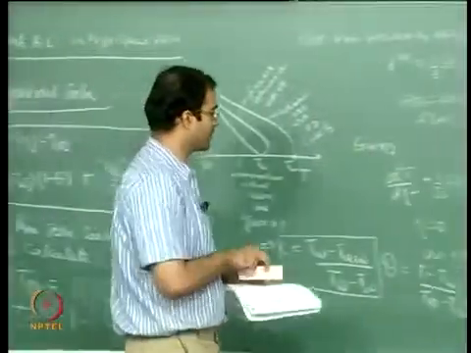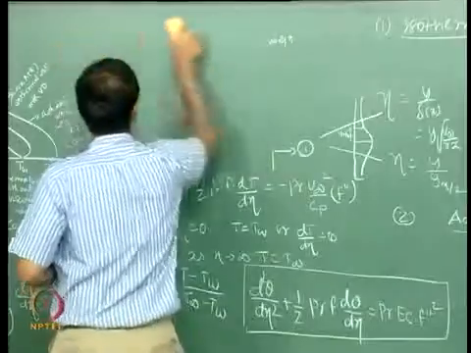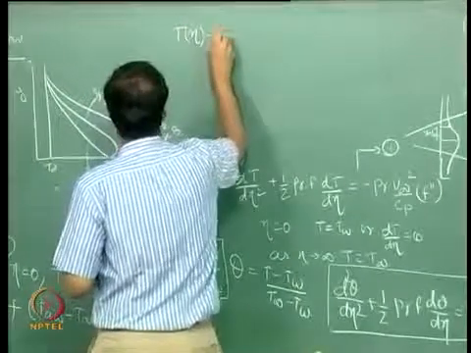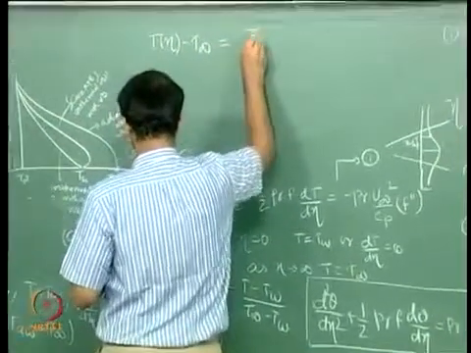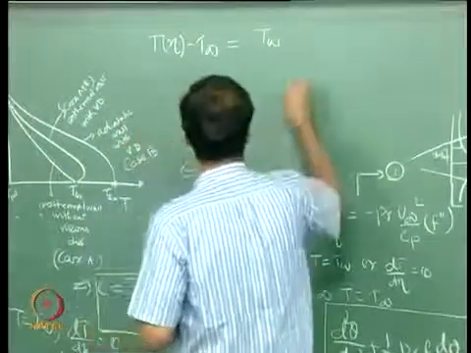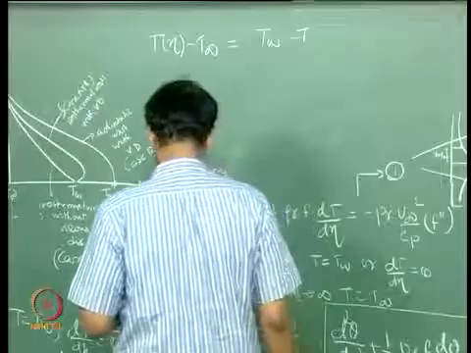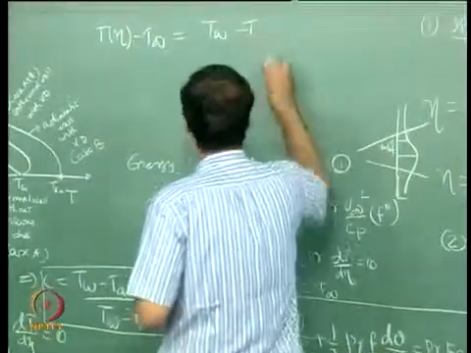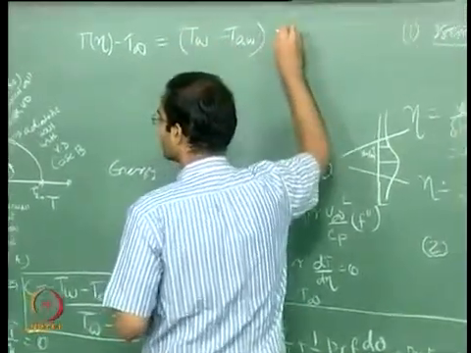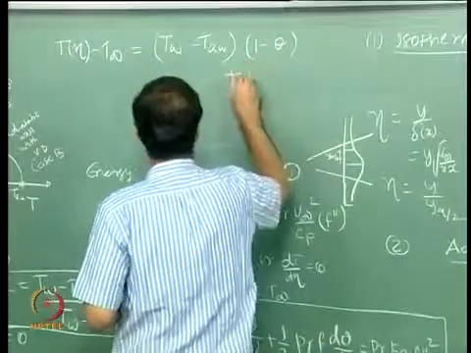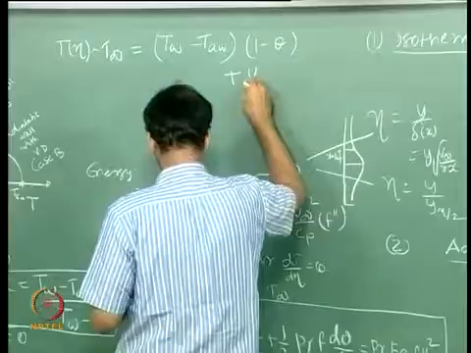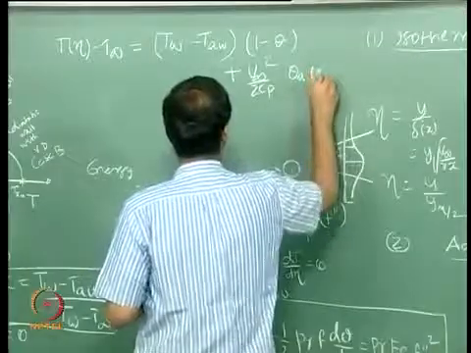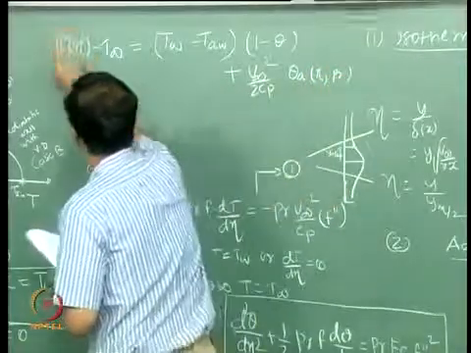So therefore I can write my final solution: T eta minus T infinity equal to T wall minus T infinity cancels when I substitute this, so it will be T wall minus T adiabatic wall into 1 minus theta, plus, I can still retain this as u infinity square by 2 Cp into theta a as a function of eta and Prandtl. So this is my final solution.